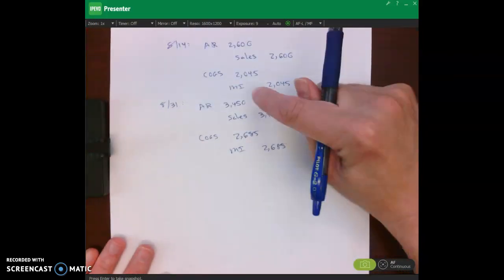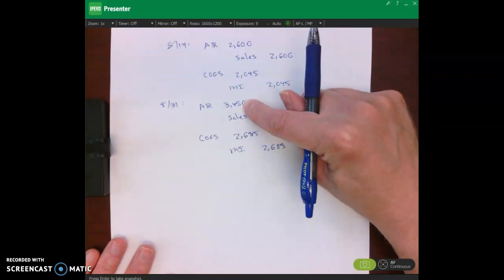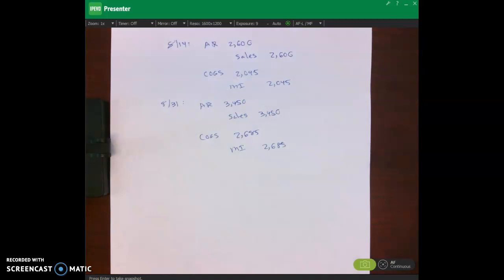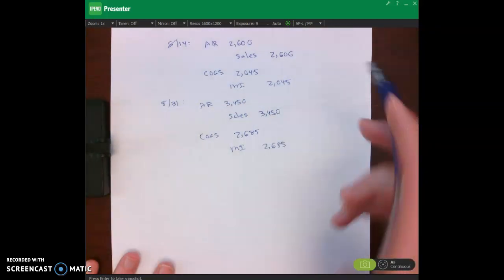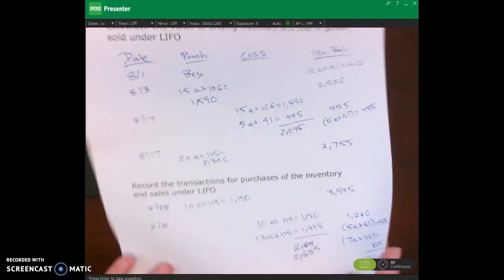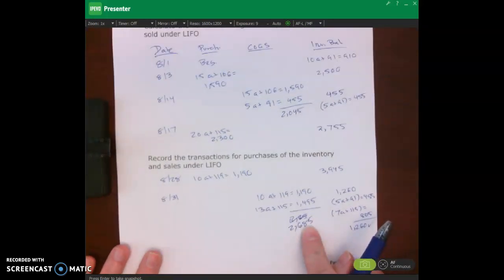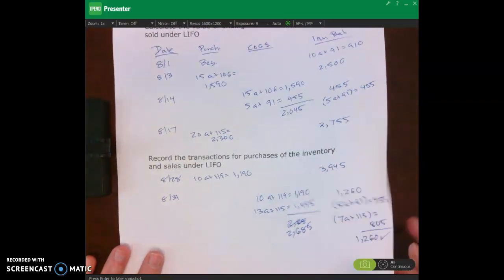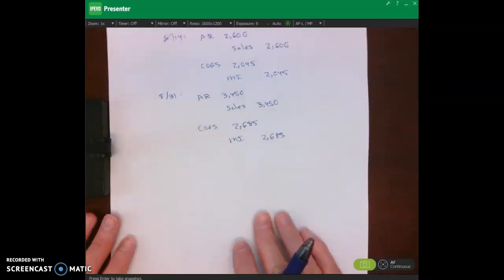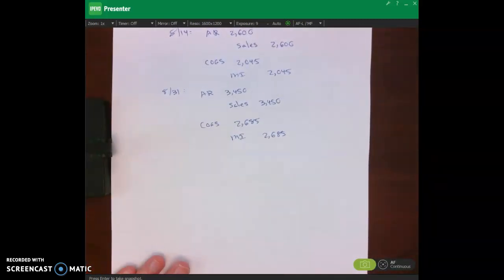On the 31st, I sold 23 bikes at $150 each. That's the price. 23 times that 150 gives me 3,450. Debit accounts receivable, credit sales, 3,450. And then my debit cost of goods sold, credit merchandise inventory, where I get my cost of goods sold number right there. Okay, from the 31st from my table. And then my journal entries are complete.